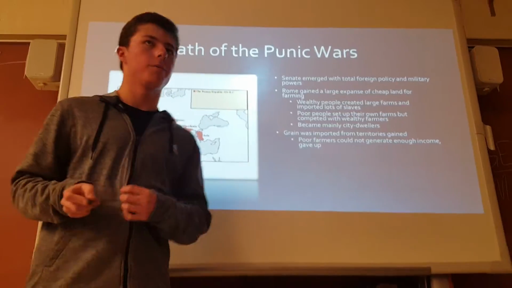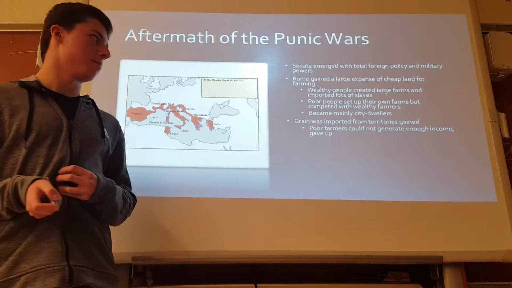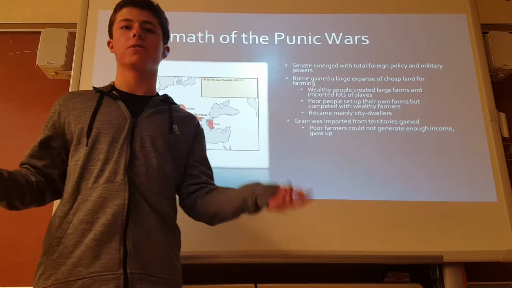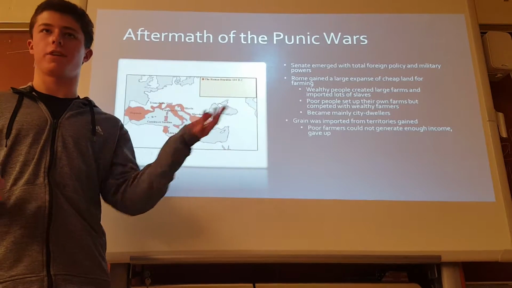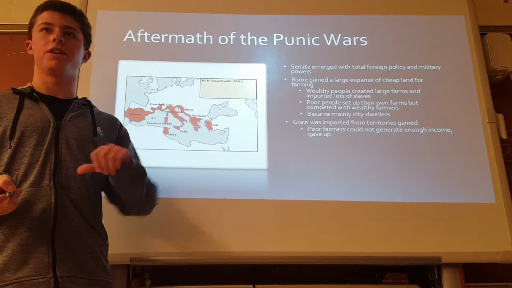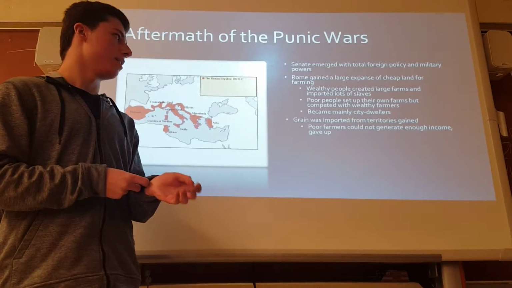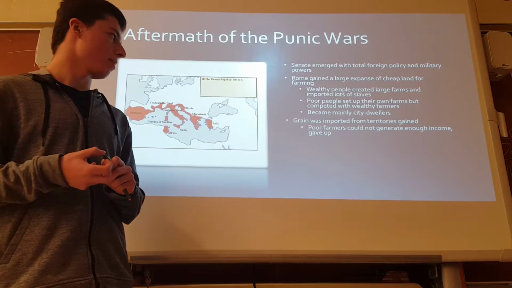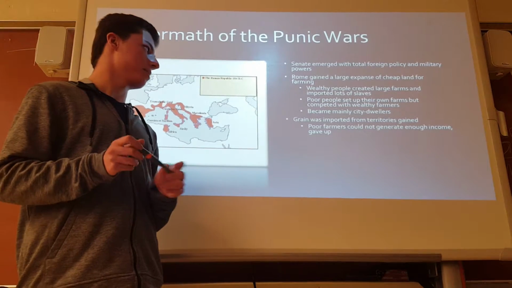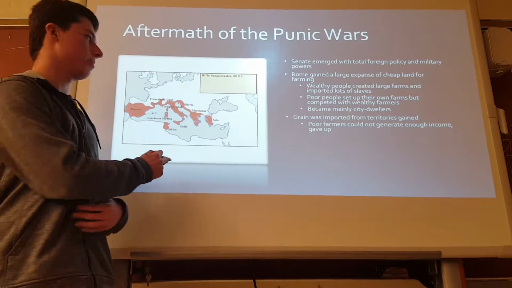So wealthy people bought up this land really quickly, so they made mass plantations and imported lots of slaves. The poor farmers couldn't compete, and now that the rich farmers were churning out grain, the price of grain would decrease, so the poor farmers were even poorer. So the poor people started to migrate to the city, and they became city dwellers. Grain was massively imported from the territories.